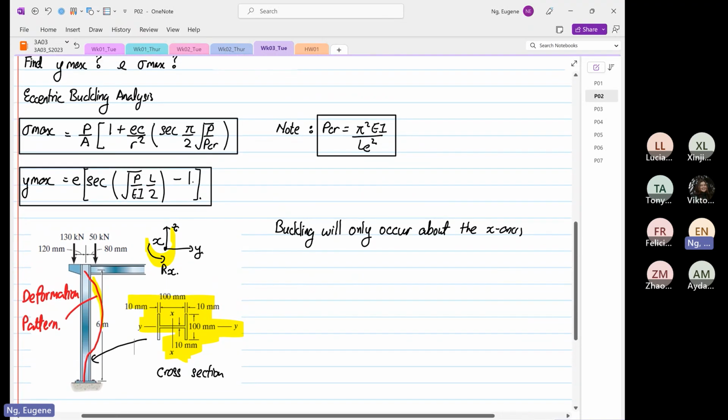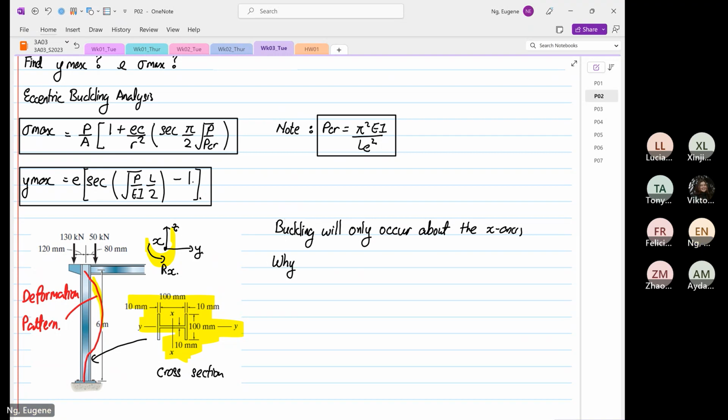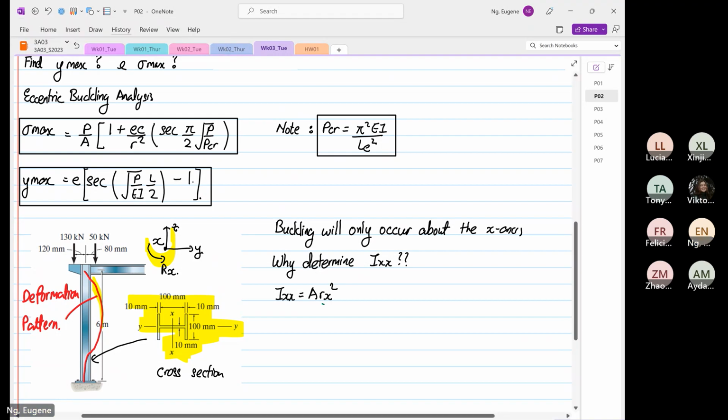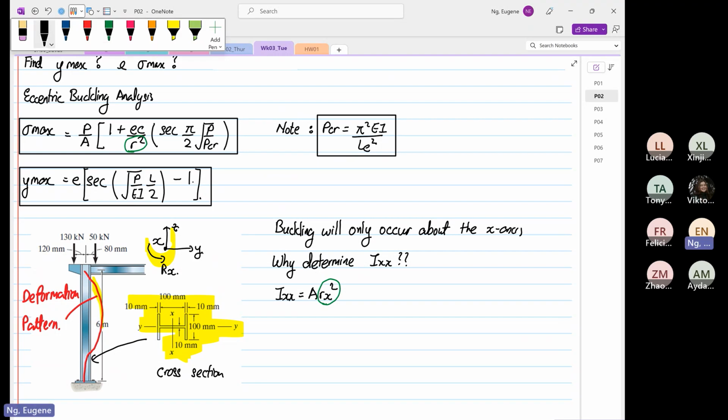So you'll be asking me, Eugene, why we have to determine IXX. We need to determine IXX because IXX is equal to A times the radius of gyration about the x-axis squared. Only if we know our Rx squared, or our Rx, then we can know what to put in for our r over there. So that's why we need our Rx.